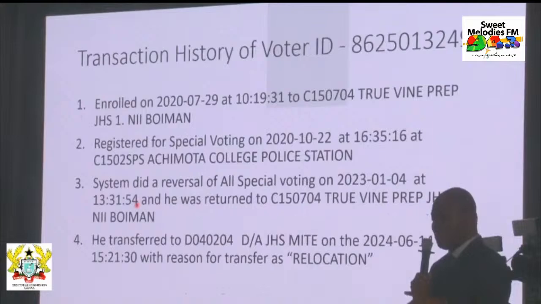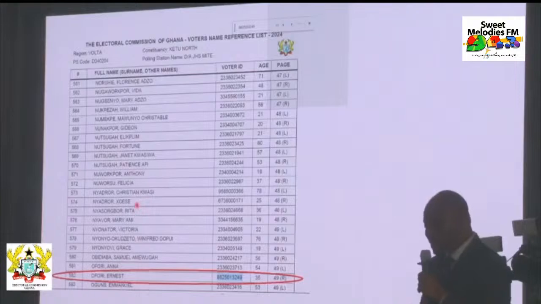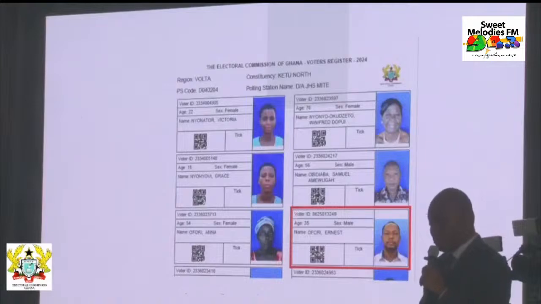And so, on the 14th of June, he himself decided that he was relocating and therefore transferred to DAJHS Mite. And it's a legal transfer. There are no qualms with it. Now, when you look into that same individual, he is listed there at the police station. He's not been deleted. He's where he's supposed to be. If you look at the register there too, there he is in the register. Once again, he's not deleted. He's there where he's supposed to be.